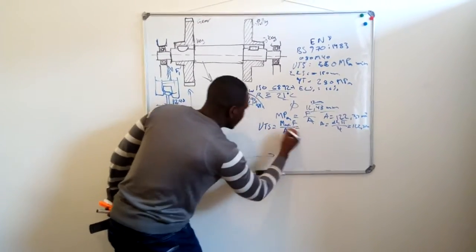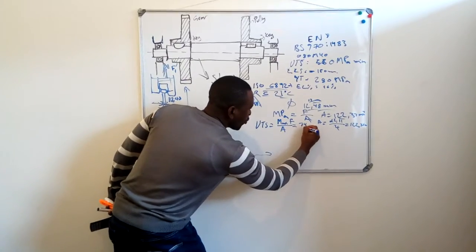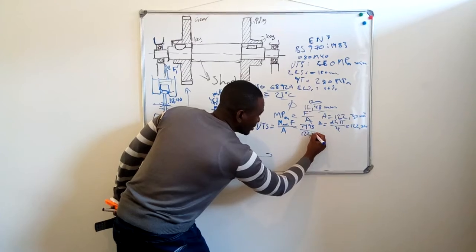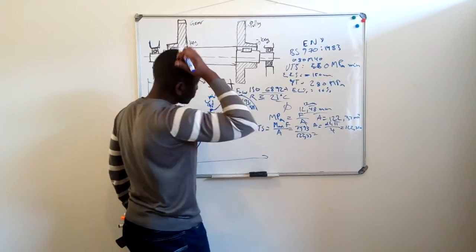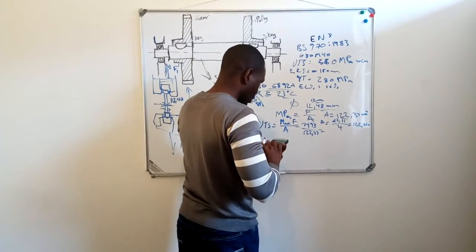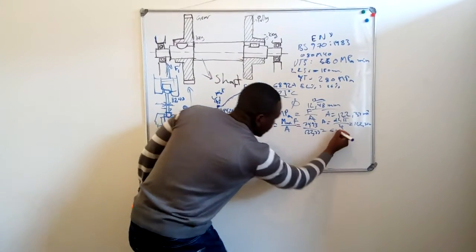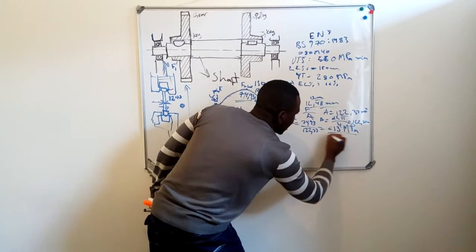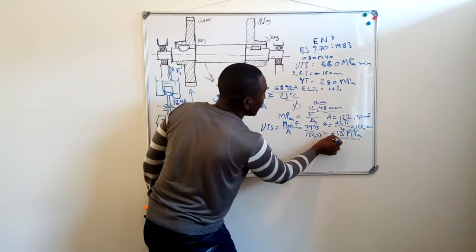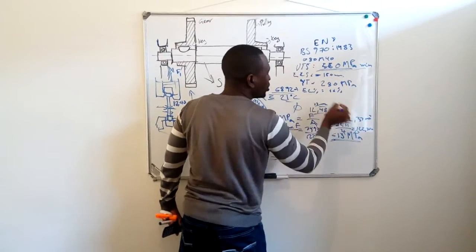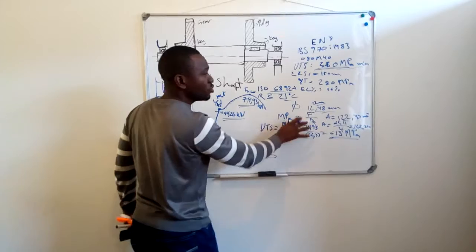So what I'm having here is 74.93 over 122.33 millimeters squared. And what I'm getting here is 613 MPa. So this one here is above the minimum, which means the material in terms of the UTS is okay.